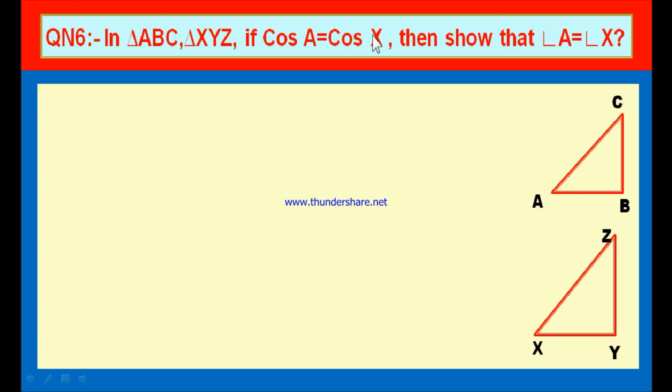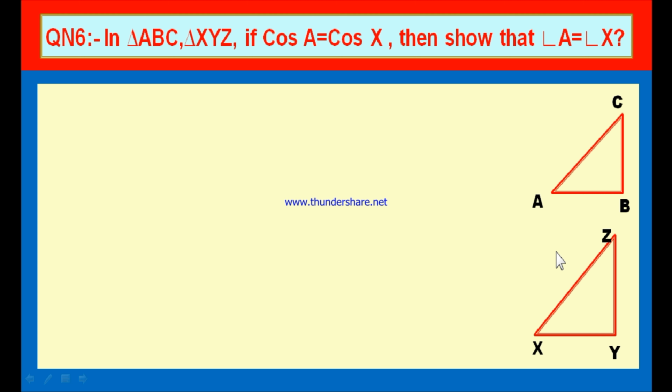Now it is given that cos A is equal to cos X. Cos A means consider the first triangle ABC. In this, what is the formula to find cos A? Adjacent side to angle A by hypotenuse. Here adjacent side to angle A is AB and hypotenuse is AC. Therefore cos A is equal to AB by AC. Similarly cos X means consider the second triangle XYZ. Cos X is equal to adjacent side to angle X, that is XY, by hypotenuse XZ.